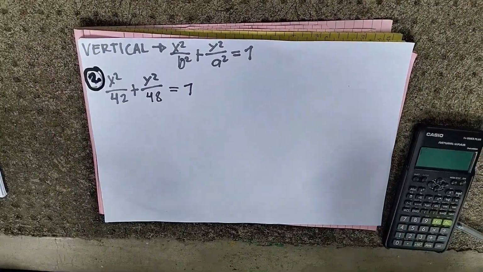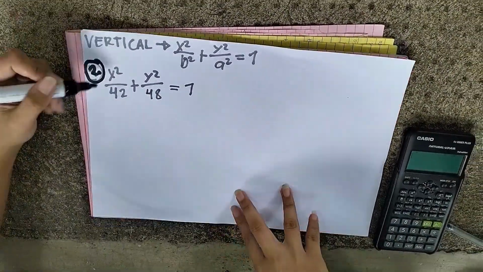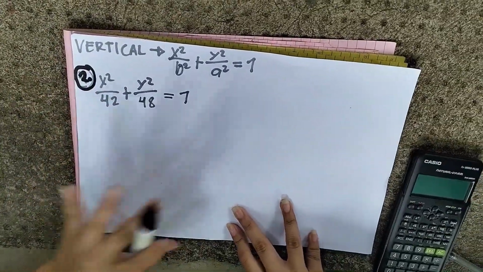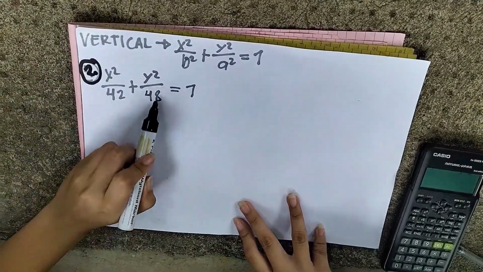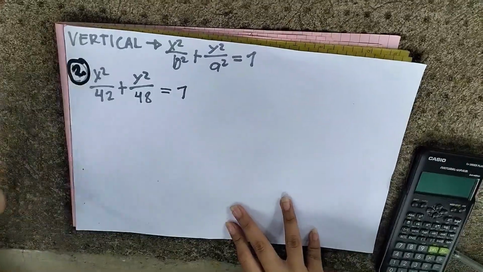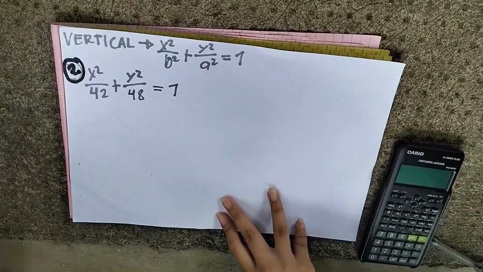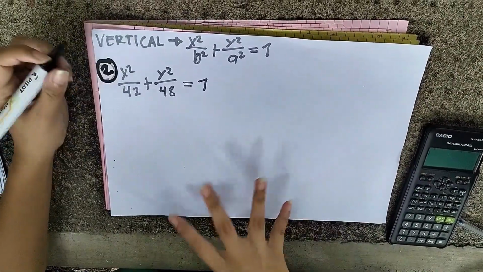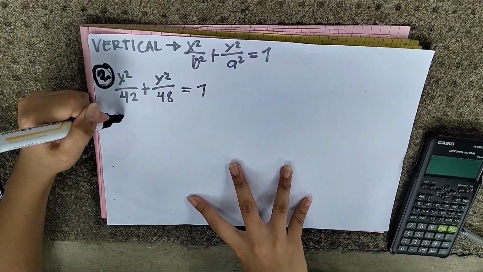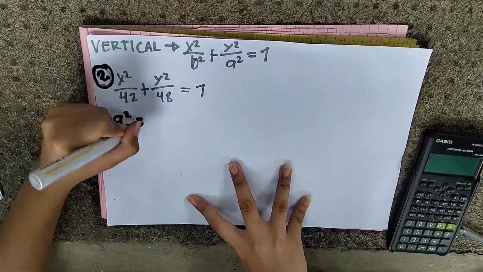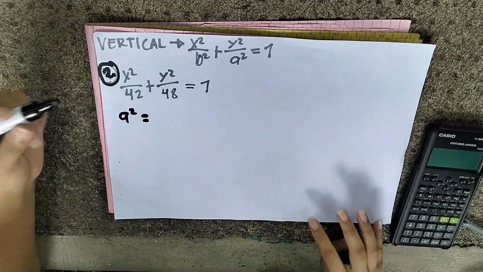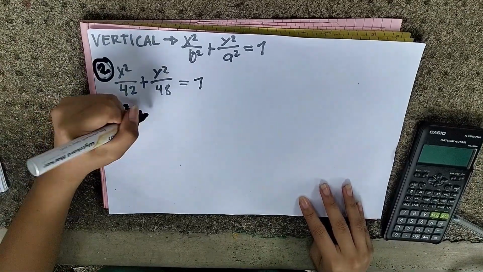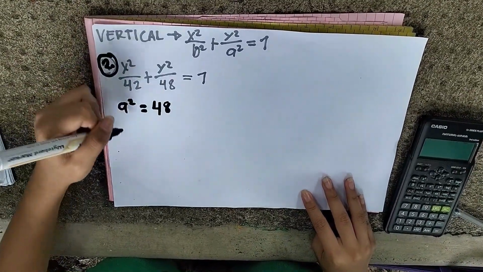Now, let's have our second example: x squared over 42 plus y squared over 48 is equal to 1. Notice that b squared has a greater value than a squared, so we're going to use the equation for vertical. Now let's move on. First step, finding our a squared. Since b squared has the greater number, we're going to use that value as our a squared. So a squared is equal to 48.